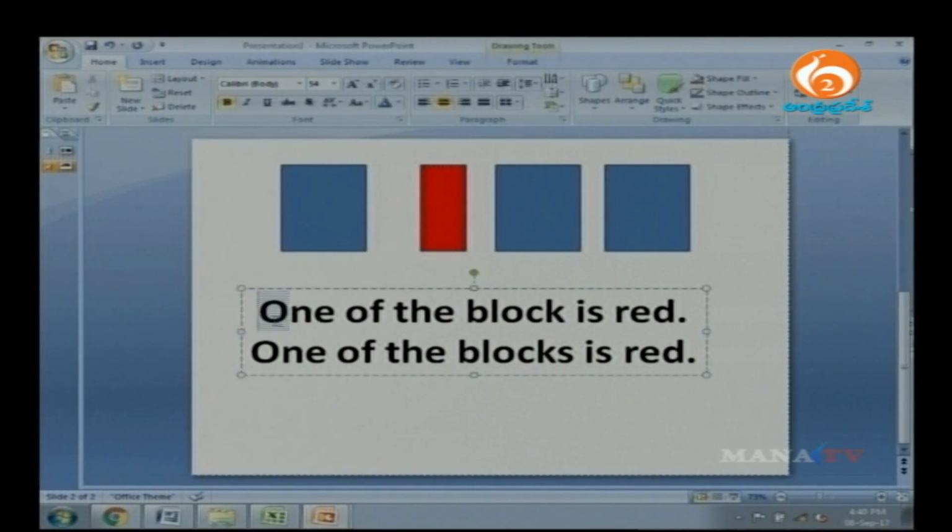When you say "one of the block", that means you're talking only about one block. If you say "one of the blocks", which means of all the 4 blocks, one of the blocks is red, which means you're picking one from many. So if you say "one of the block", it means there is only one block, which means you can say "the block is red", isn't it? So grammatically this particular statement is incorrect. The correct statement is "one of the blocks", which means 1, 2, 3, 4. One of all the blocks is red.